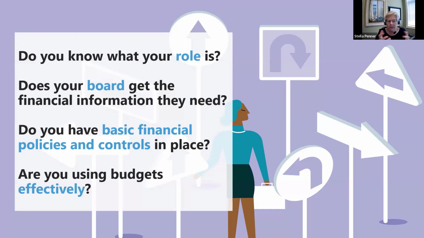And then, does your board get the financial information they need? Do they get it as often as they need, and not more often? A lot of times organizations get monthly reports, where I think quarterly would be sufficient. So really think about that, because if you provide too much detail and too often, people's eyes tend to glaze over. Do you have some basic financial policies and controls in place? You can go back, look at the list and some of the examples I provided, and see, well, what are we doing in this area? Or do we have gaps over here? And then lastly, are you using budgets effectively as a planning tool as well as a monitoring tool? So those are the questions that I hope you'll go away and ask about your organization as you leave the session.